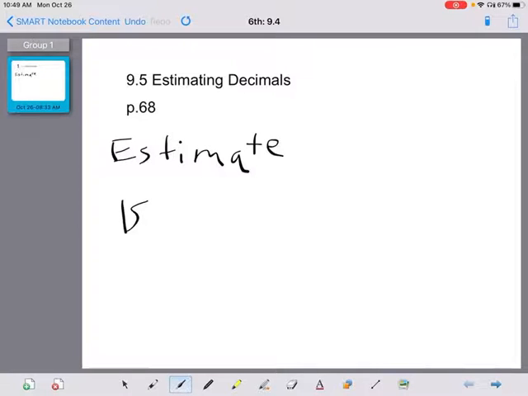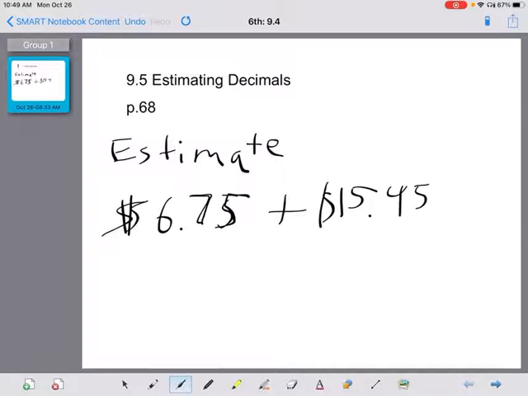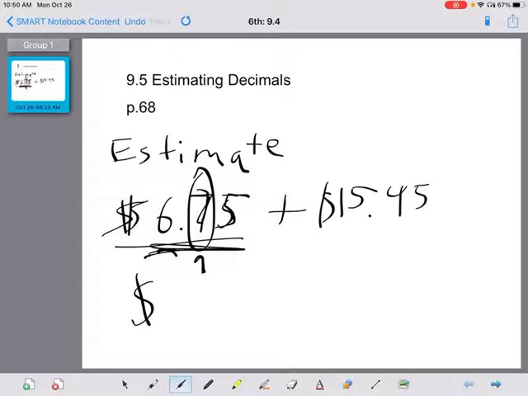Estimate $6.75 plus $15.45 by rounding to the nearest dollar. I need to work on my numbers there. So if I'm rounding both of those to the nearest dollar, I have to look at this one right here, and this is 7, so that means I am rounding up. Remember, it can either stay at 6 or go up to 7. It can't do anything else. Since this is 7, you guessed it, this is going up to $7.